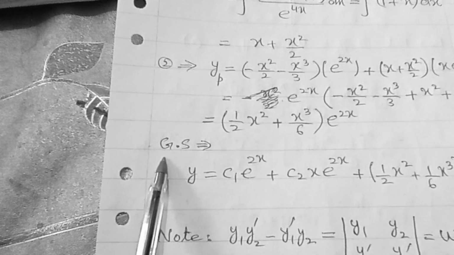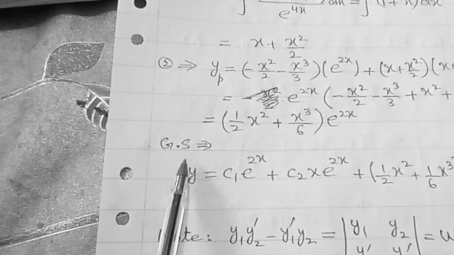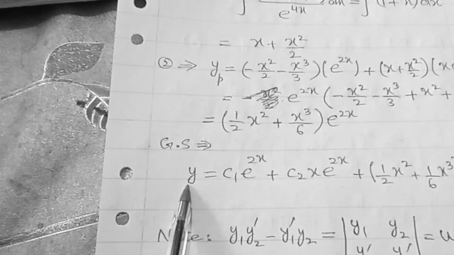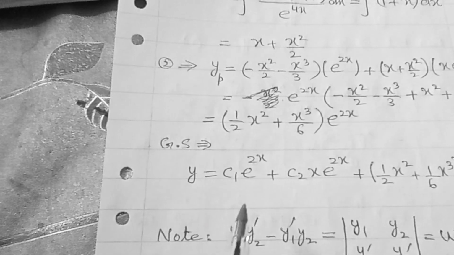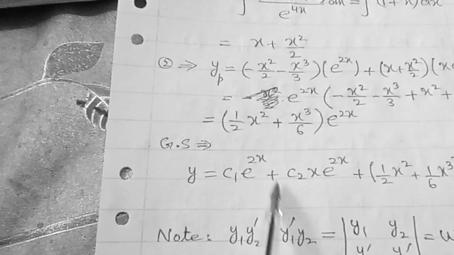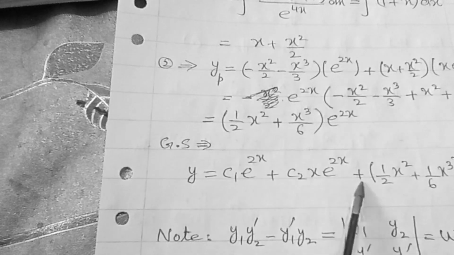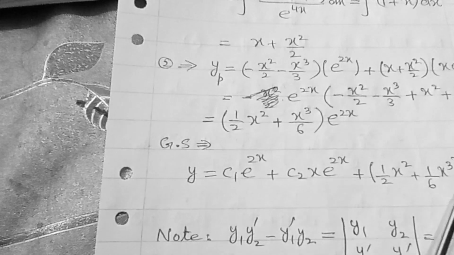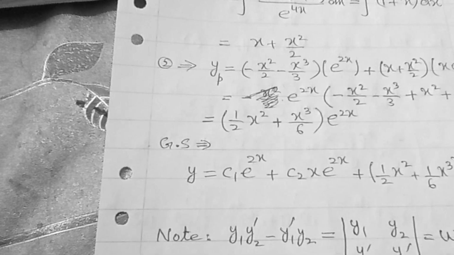Now the general solution we are writing here is y equals yc plus yp. It is the combination of the complementary and particular solutions, that is c1 exponential 2x plus c2 x exponential 2x plus 1 upon 2 x square plus 1 upon 6 x cube into exponential 2x.